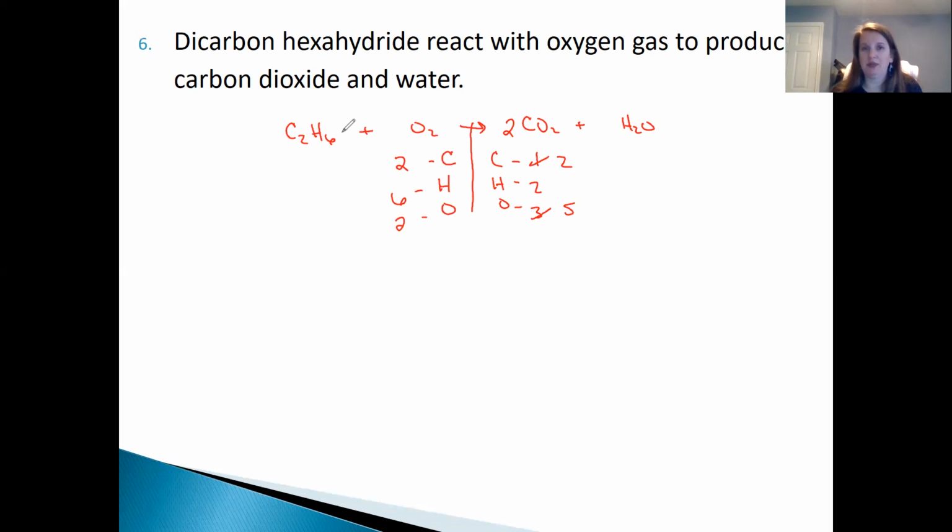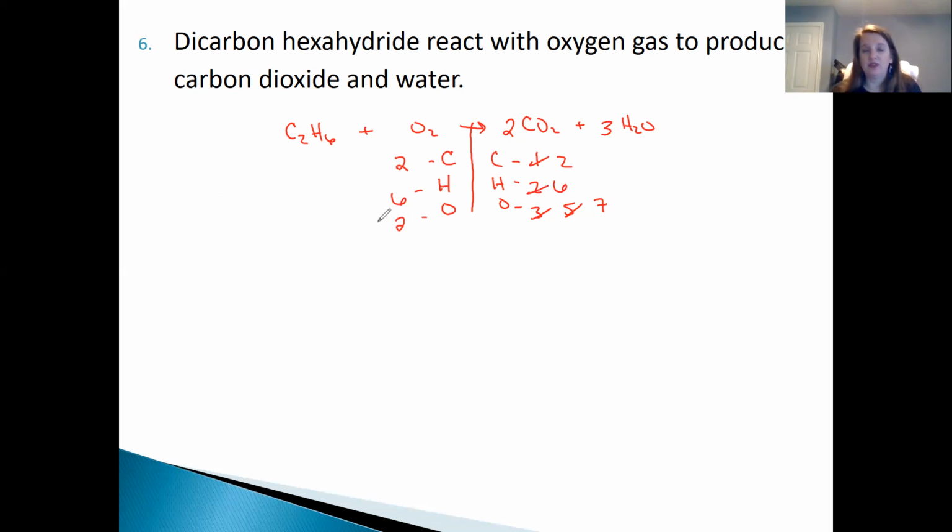So here's what happens when we balance our hydrogens. I have 6 hydrogens on the reactant side, and so far I only have 2 on the product side. So in order to balance the hydrogens, I have to put a 3 here. So I've got 6 hydrogens. Changes my oxygens though now to 2 times 2 is 4 plus 3. So I've got 7 oxygens now. So my carbons are balanced. My hydrogens are balanced. My oxygens are not.